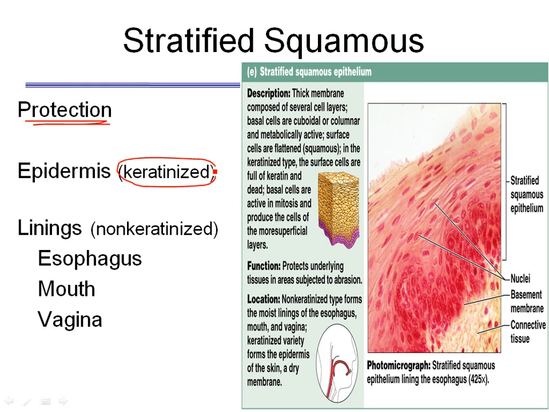When you have them as linings of other parts of the body, they're not keratinized, but they're still multiple layers of flat cells. So in addition to the surface of your skin, you've got them in the esophagus, in your mouth, and in the vagina. Again, areas that get a lot of abrasive action.